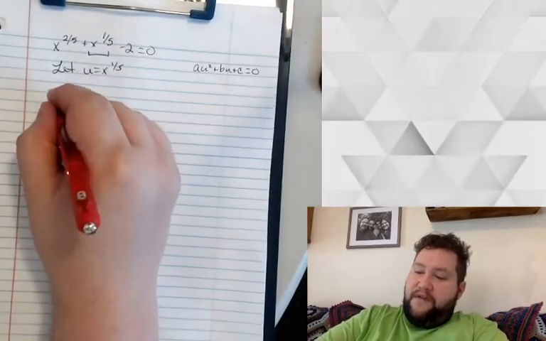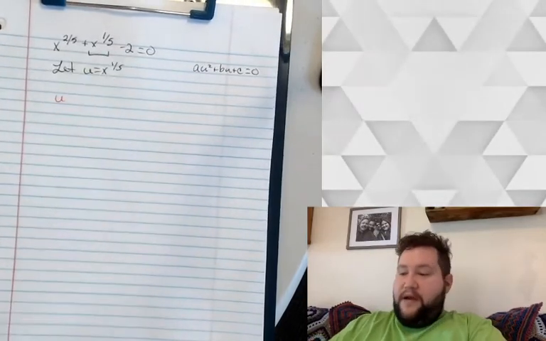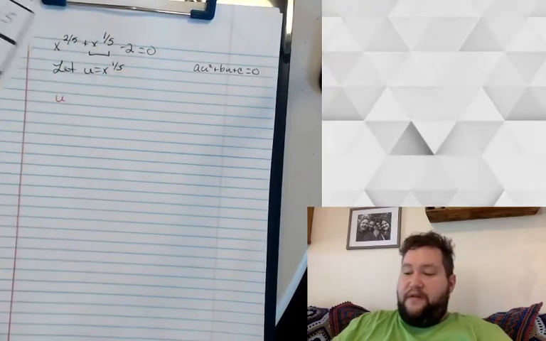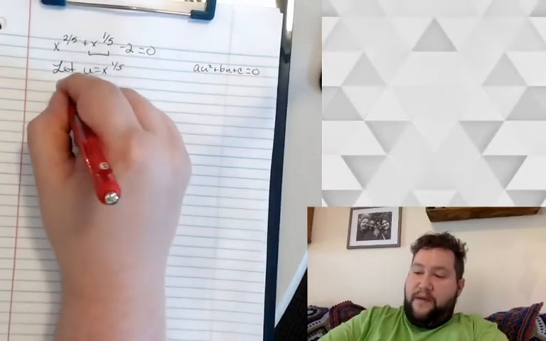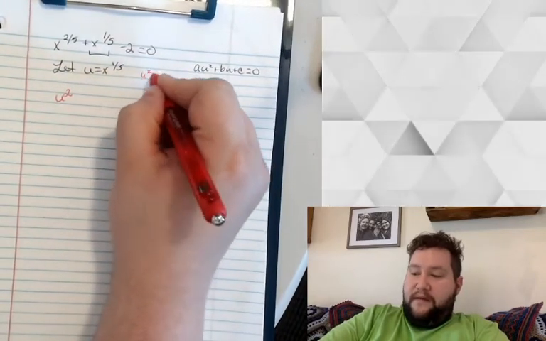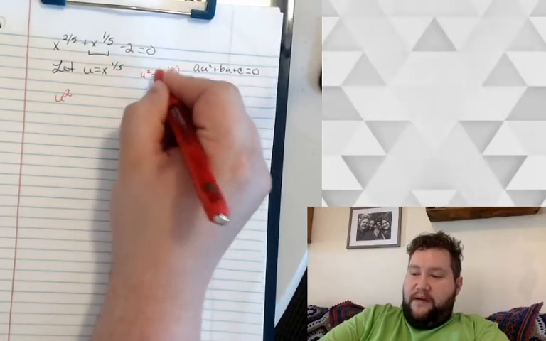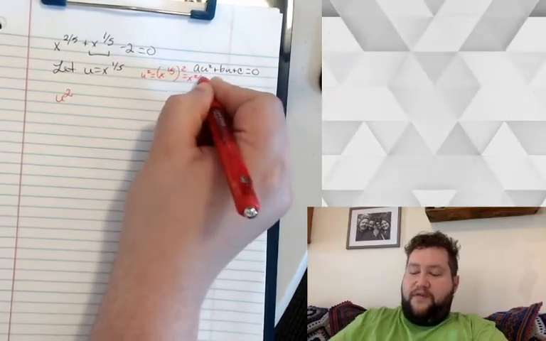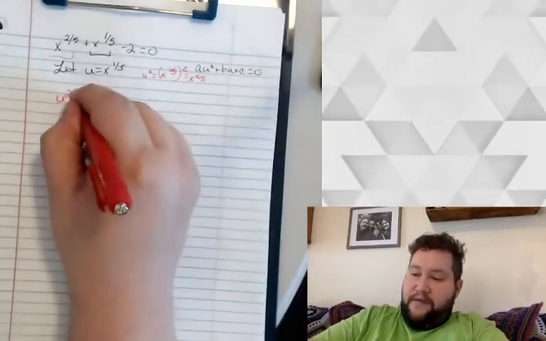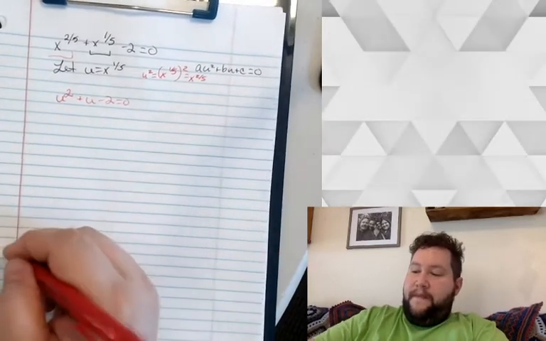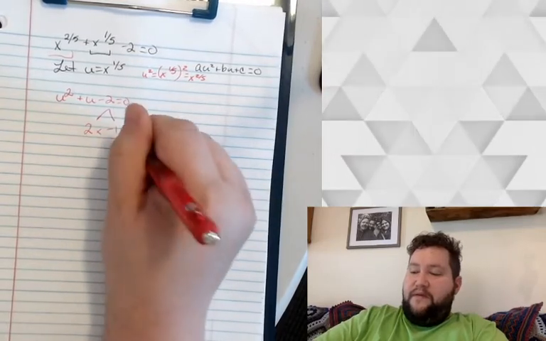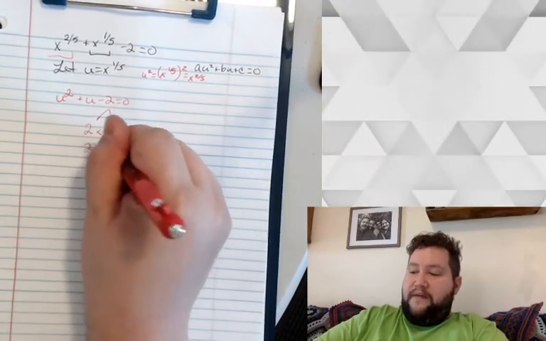So x to the 1/5 squared, and that's why I gave us our reminder about exponents. X to the 1/3 squared is x to the 2/3. So u squared, if u is x to the 1/5, u squared is x to the 1/5 squared, or x to the 2/5, which is what we wanted here. U squared plus u minus 2 equals 0. So we need our factors of 2 that when multiplied give us negative 2, but when added give us positive 1.